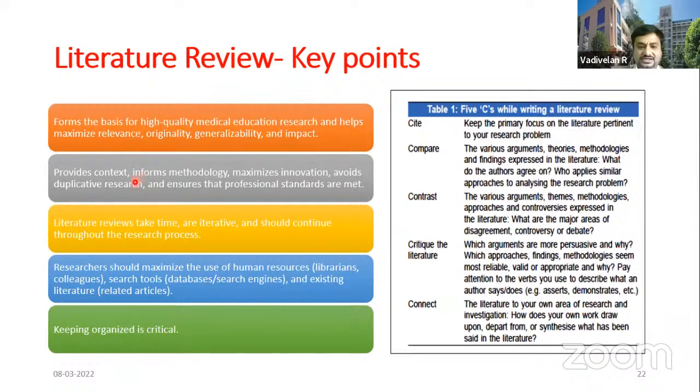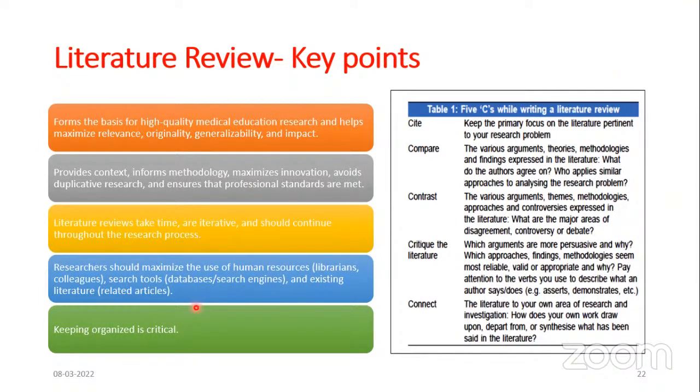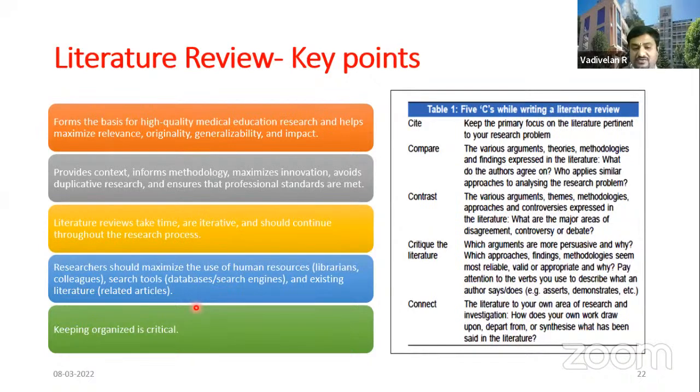Therefore, it provides context, informs the methodology, maximizes the innovation, avoids duplicate research, and ensures that the professional standards are met. And these literature reviews take time. So you have to take time, and it should be iterative. And the purpose should continue throughout the research process. The researchers should maximize the use of the human resources, the librarians, colleagues. So you have to go for discussion.